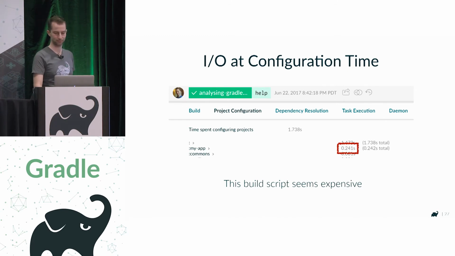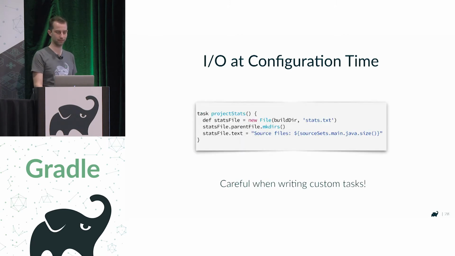Why is that? Well, we could now take the Gradle Profiler and go and run a method level profiling and see, oh, there's actually some file writing going on. There's some file I/O there. Why? And I found this little gem. What's wrong with this? Anybody?